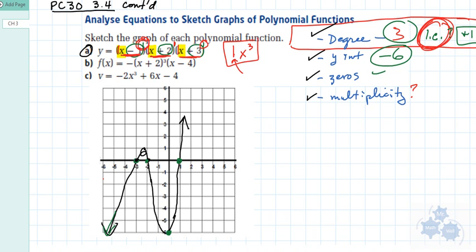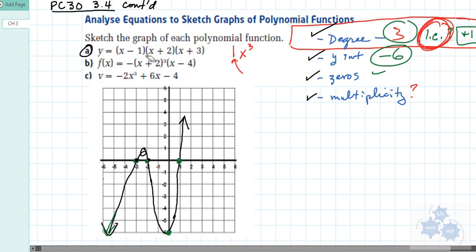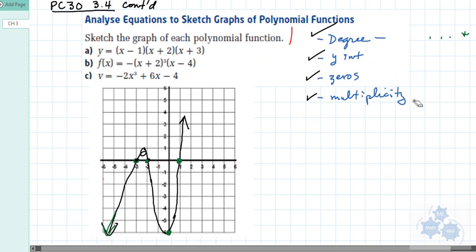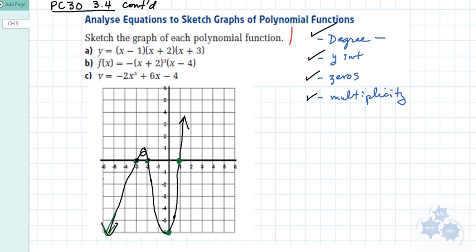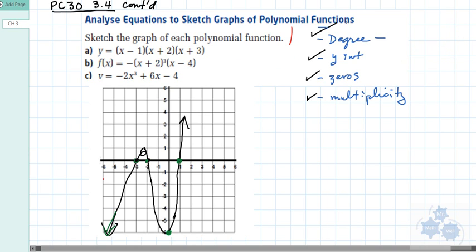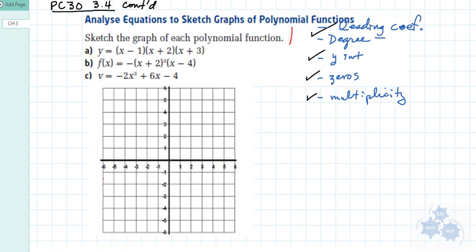Let's do the second question here, so we get some more practice. I'll erase all this stuff here, except I should leave that leading coefficient on there. Let me put leading coefficient up here. And I'll erase the graph too. We'll do it on the same grid.